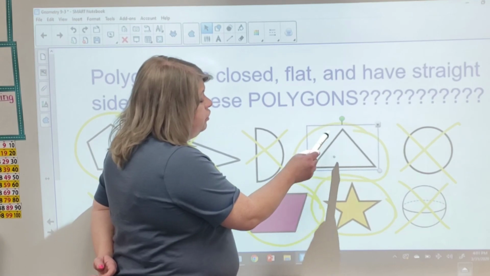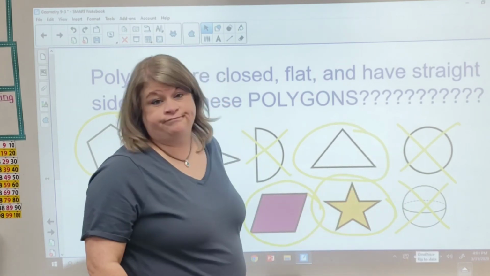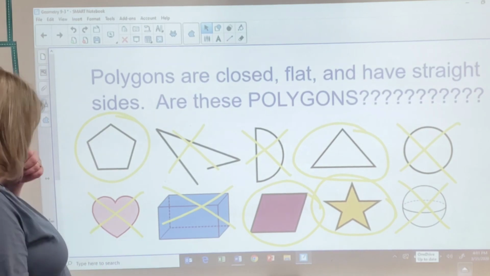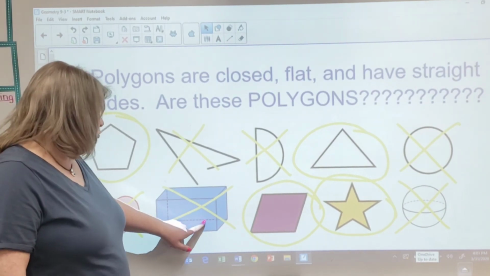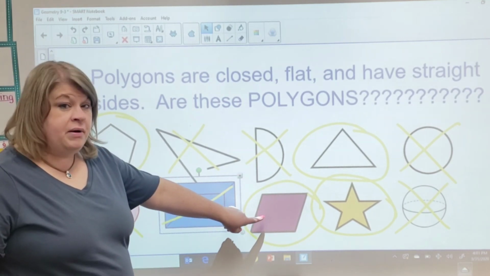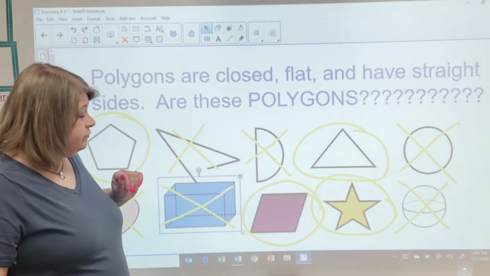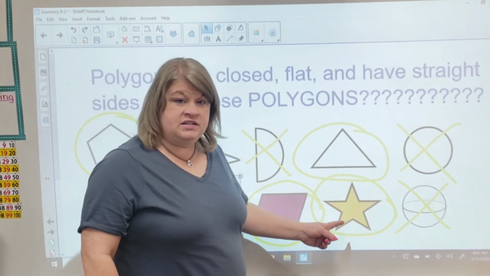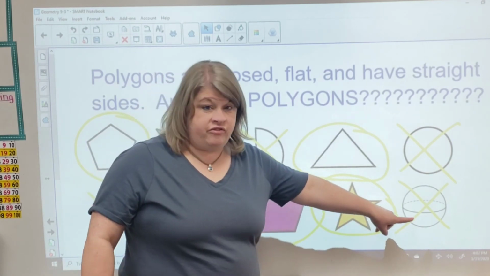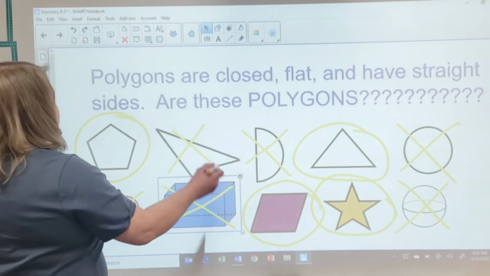It has closed sides, straight sides, and it's flat. This, no sides, so it can't be. This one has no straight lines, can't be. This is a 3D shape. 3D shapes are not polygons, they have to be flat. This is a polygon. It has straight sides, it's closed, and it's flat. This star is a polygon, straight sides, they're all closed, and it's a flat figure. This is a sphere. This is like a ball. It is not, it's a 3D shape. Okay, so those are polygons.